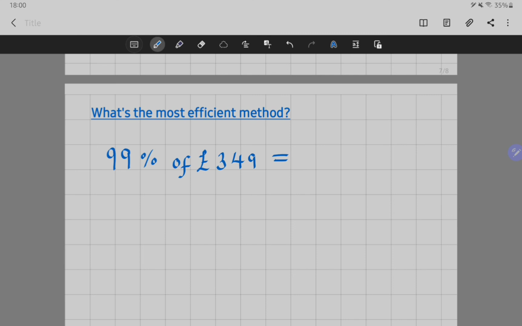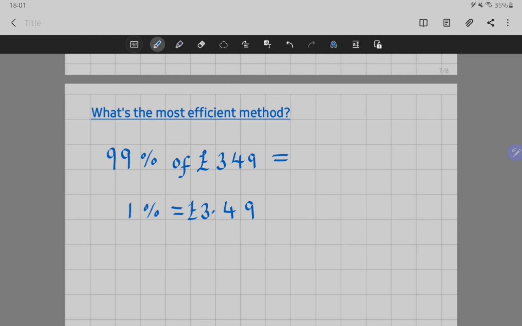Okay, some of you might have done 99 over 100 and divided your 349 by 100 and multiplied by 99. Some of you might have found 90% and then 9% and added them together. But there's an even more efficient way, because 99% is only 1% away from 100. So if I take away that 1%, that's a really efficient way of finding my answer. So in this case, I'm going to find 1%. So 1% equals £3.49, because I've divided by 100.